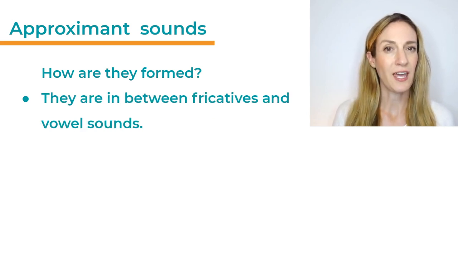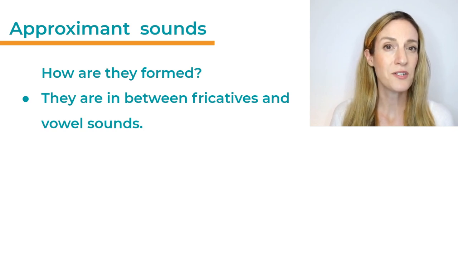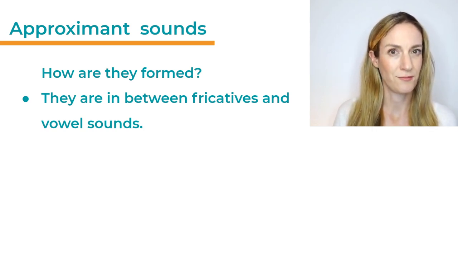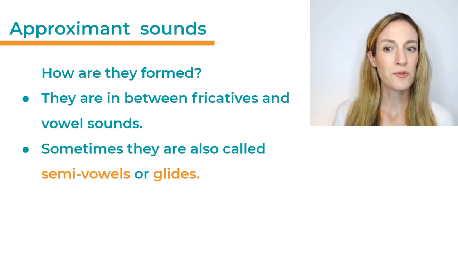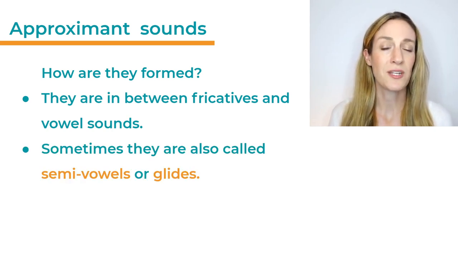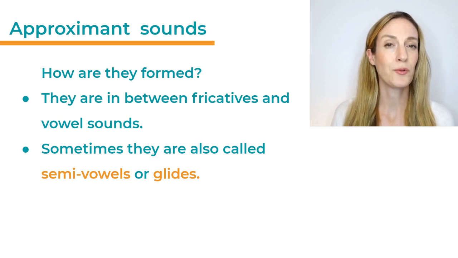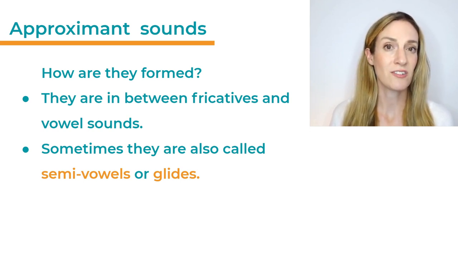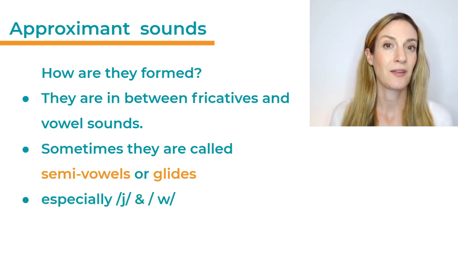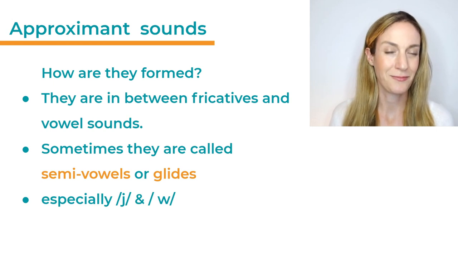So we could say approximants are in between fricatives and vowel sounds. And that is also why they are sometimes called semi-vowels or glides. And remember, I have an extra video dedicated to semi-vowels, in particular W and Y. Make sure you watch it.